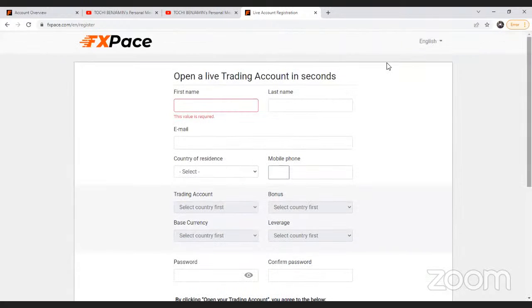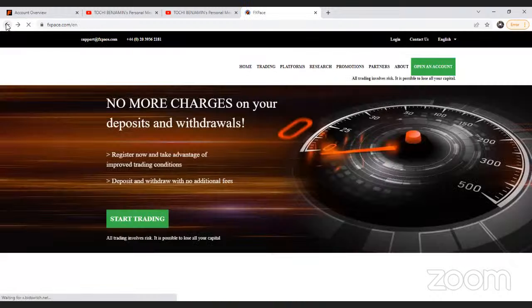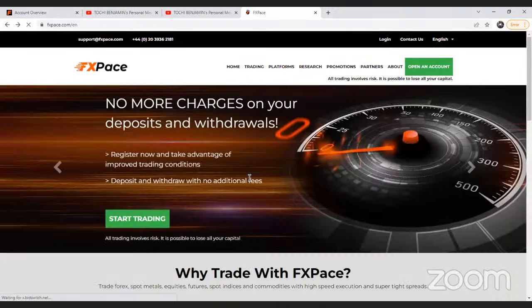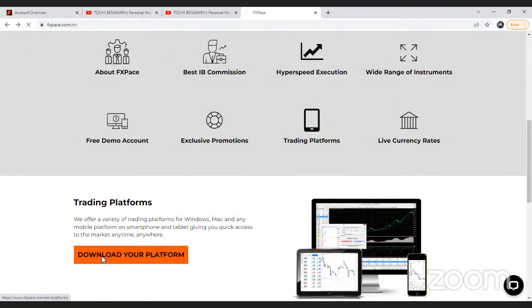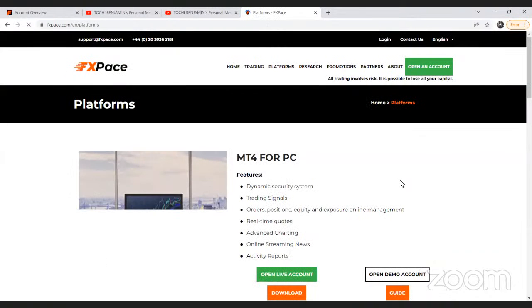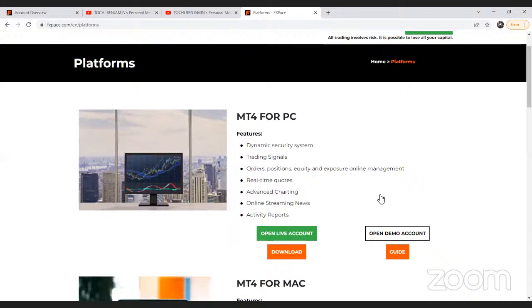Now, when that is done, you can go to your MT4. If you are using a phone, go to your Play Store and download MT4. From there you can log into your MT4 with the details sent to you. If you are using a laptop, come to this place and click on download your platform. Then download MT4 for PC and install it. Once installed, you will have something like the chart I showed you on your laptop.